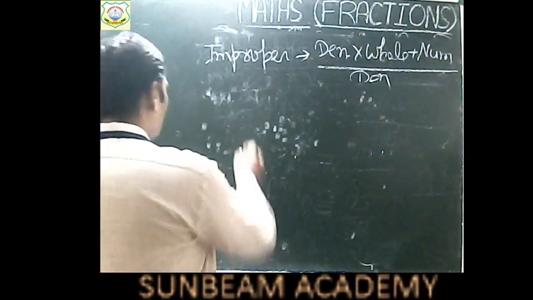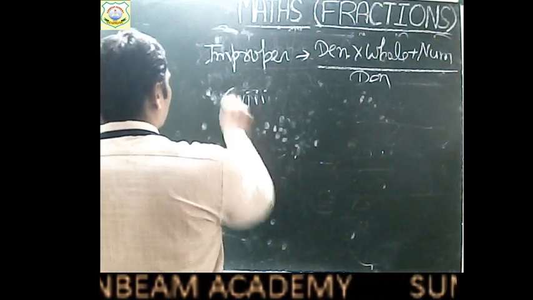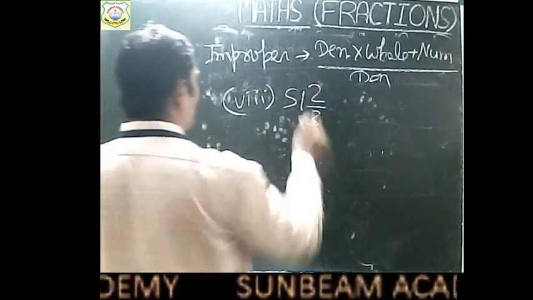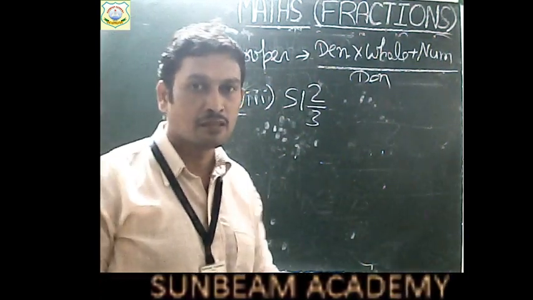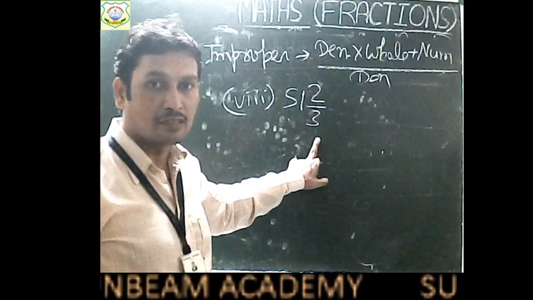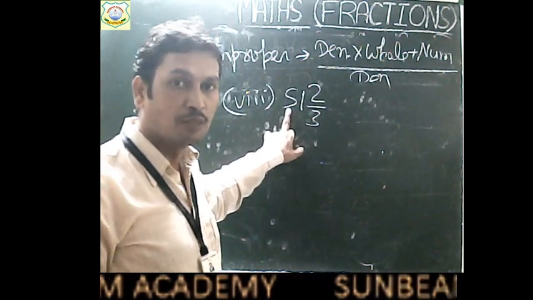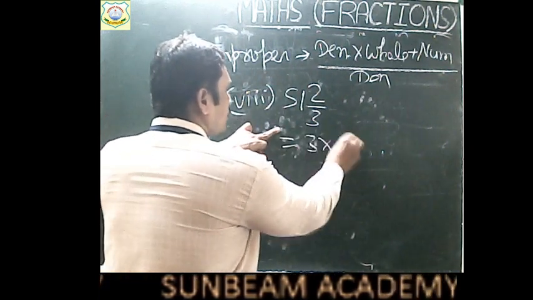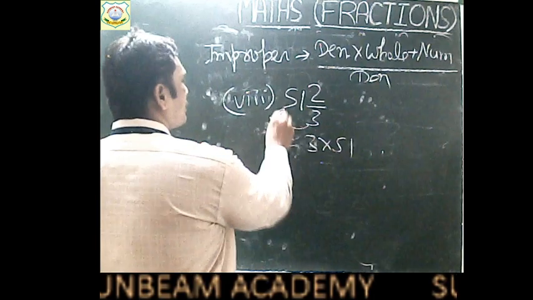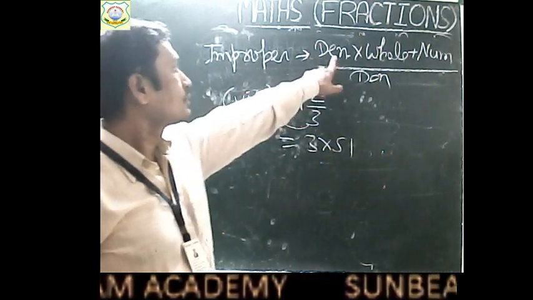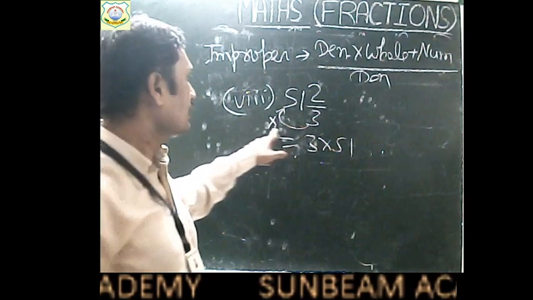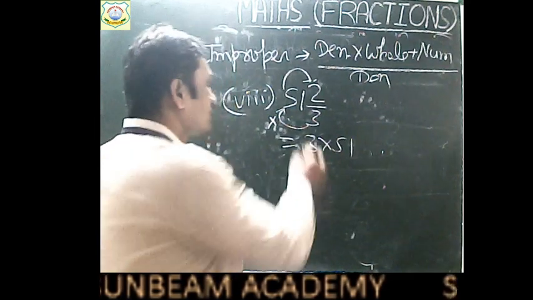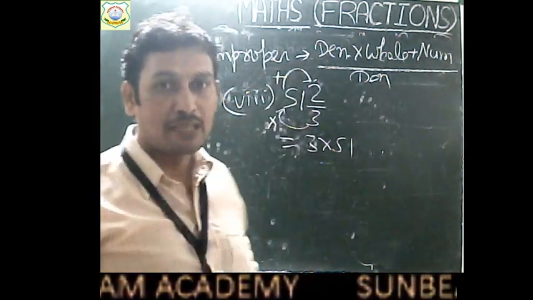Suppose I am solving the eighth part. 51 whole and 2 by 3. This is the mixed fraction, children. Again start from the denominator 3. Multiply the denominator with the whole number. So multiply 3 into 51. Denominator into whole number, multiply, and after that you have to add. So learn this. Firstly multiply, then add.